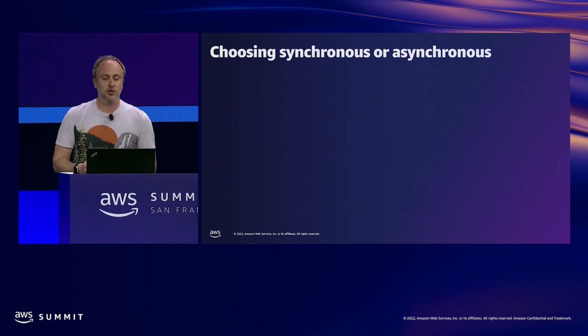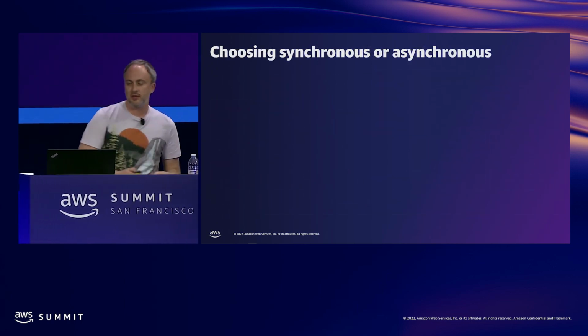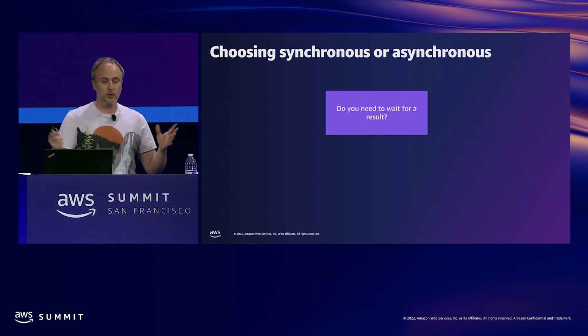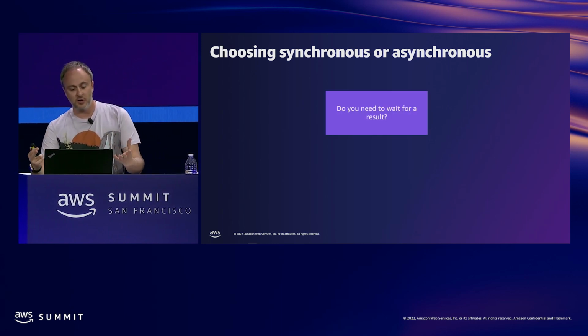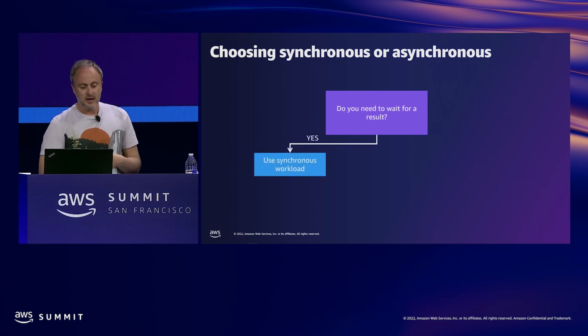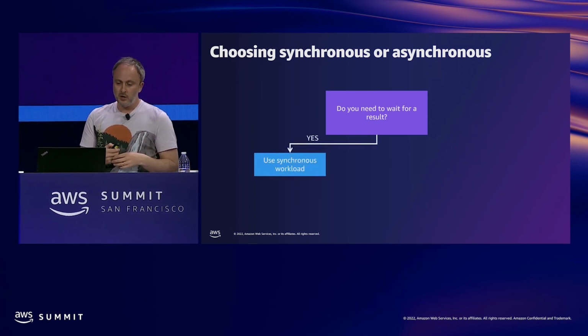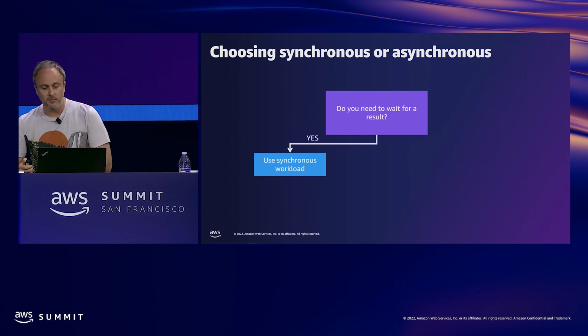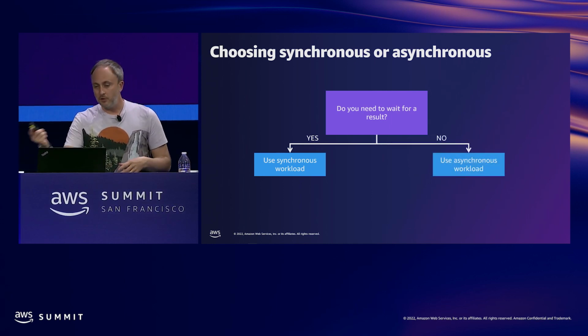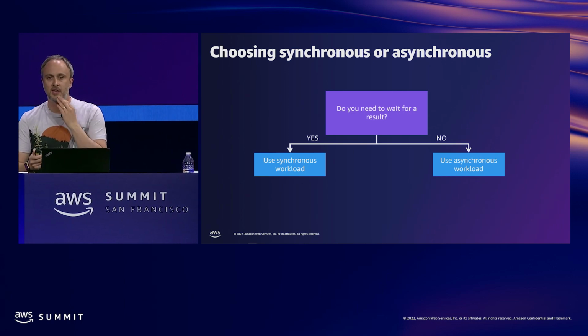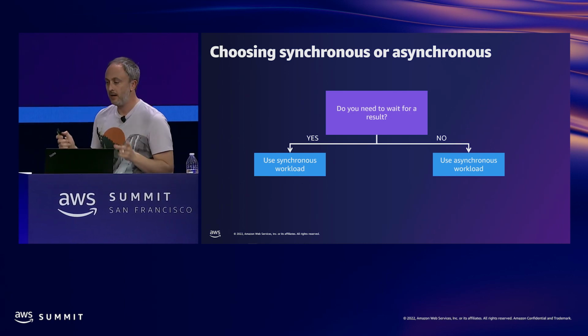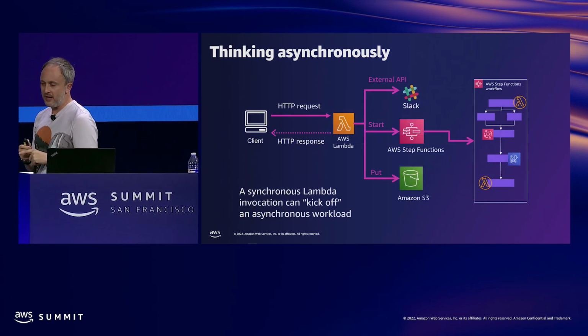So when should you choose to invoke Lambda synchronously or asynchronously? There's just one question that you can typically ask yourself when you're building your applications, and that is, do I need to wait for a result? If you do, you can use a synchronous invocation, and if you don't, then you can use an asynchronous invocation. Now, here's where it gets a little bit complicated.